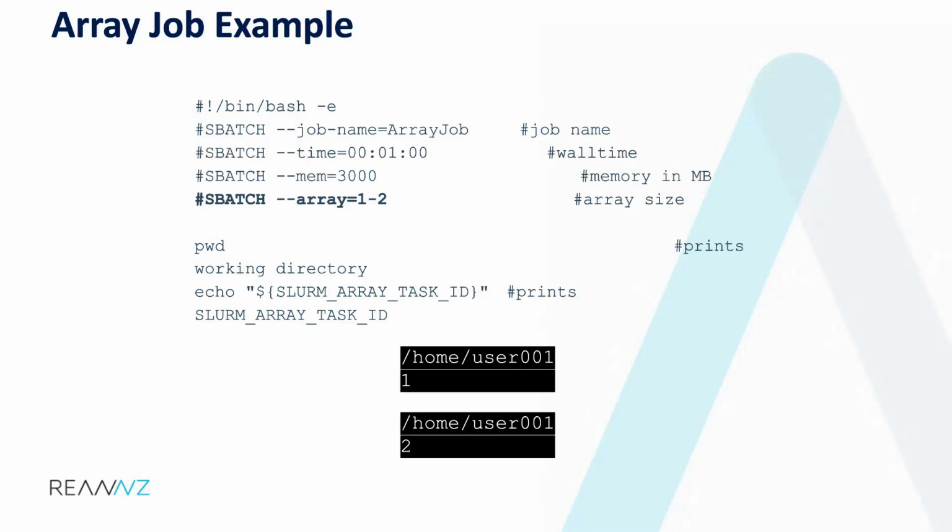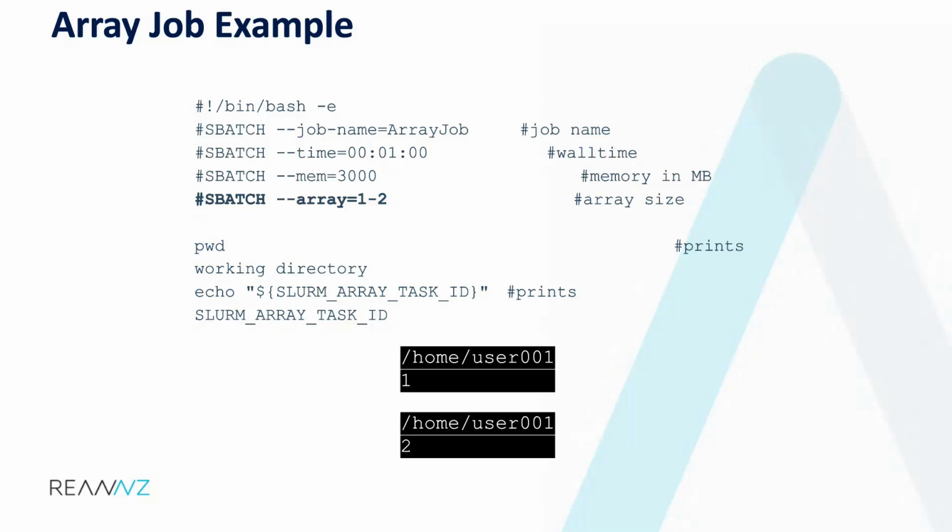This SLURM_ARRAY_TASK_ID number can then be fed into your scripts and utilized to ensure that each iteration is doing something different. So for example, if you had a list of datasets to run an analysis on, you can specify in your script, with the use of the SLURM_ARRAY_TASK_ID environment variable, to determine which data to run on. So you've got 2 datasets. You say, if your SLURM_ARRAY_TASK_ID is 1, then run on dataset 1. If your SLURM_ARRAY_TASK_ID is 2, then run on dataset 2, and so on.